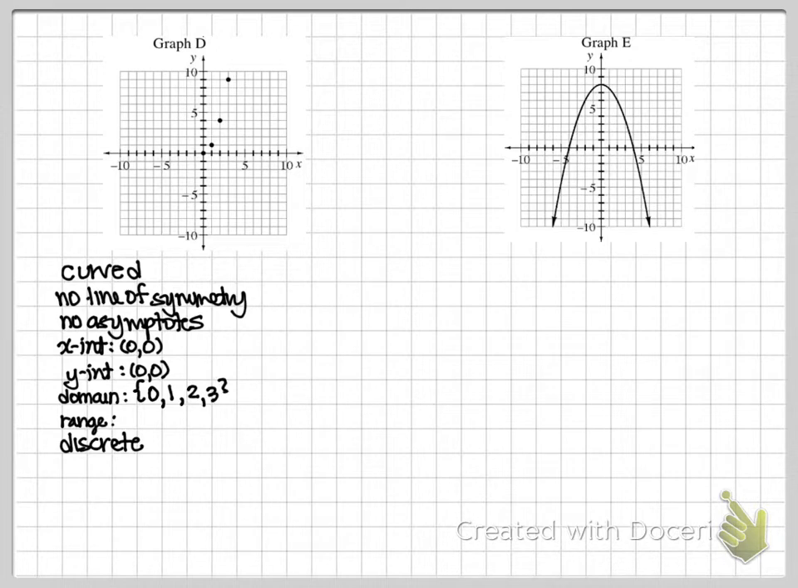So put commas in between them, and you have to exhaust the list. You got to write out the whole thing. Okay, range is going to be the exact same idea. So with range, I know that this is discrete also, so I'm going to go ahead and do my curly brackets, but these are your y values this time.